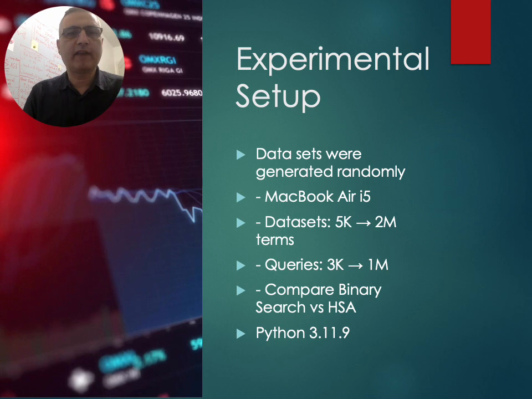Experimental setup slide. Our experiments were designed to test HSA at different scales. Dictionaries from 5,000 to 2 million terms, query sizes from 3,000 to 1 million queries, tested on a MacBook Air i5 with Python 3.11.9. We compared binary search versus HSA for existing terms and non-existing terms. The datasets were randomly generated, ensuring uniform distribution.